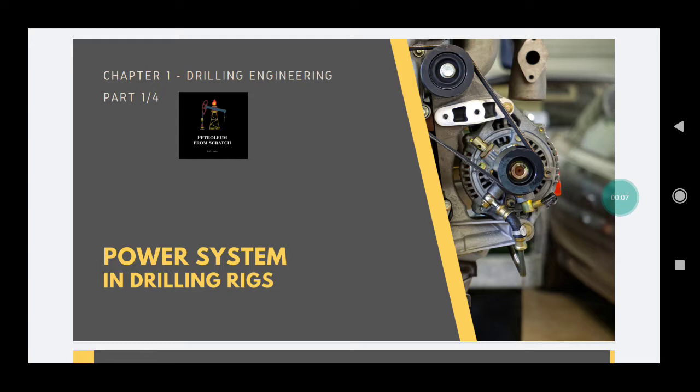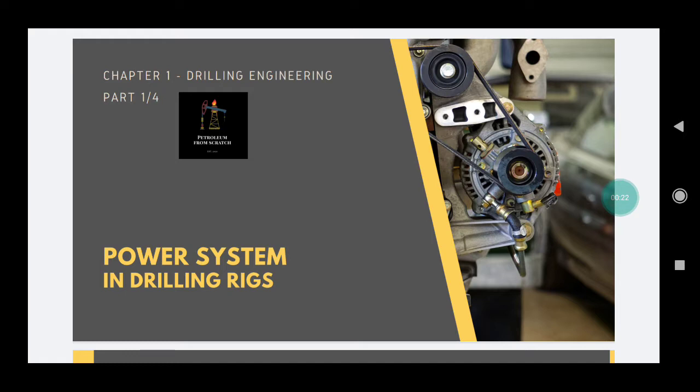Now we are starting chapter 1. We have divided this chapter into 4 parts. In each part we are going to discuss different systems present in our drilling rigs. Today in chapter 1 we are going to discuss the power system present in drilling rigs.